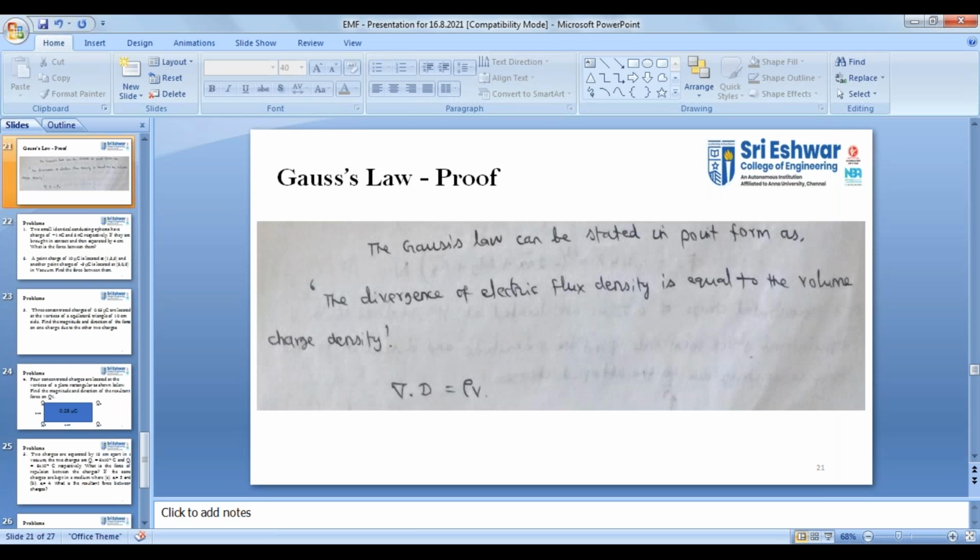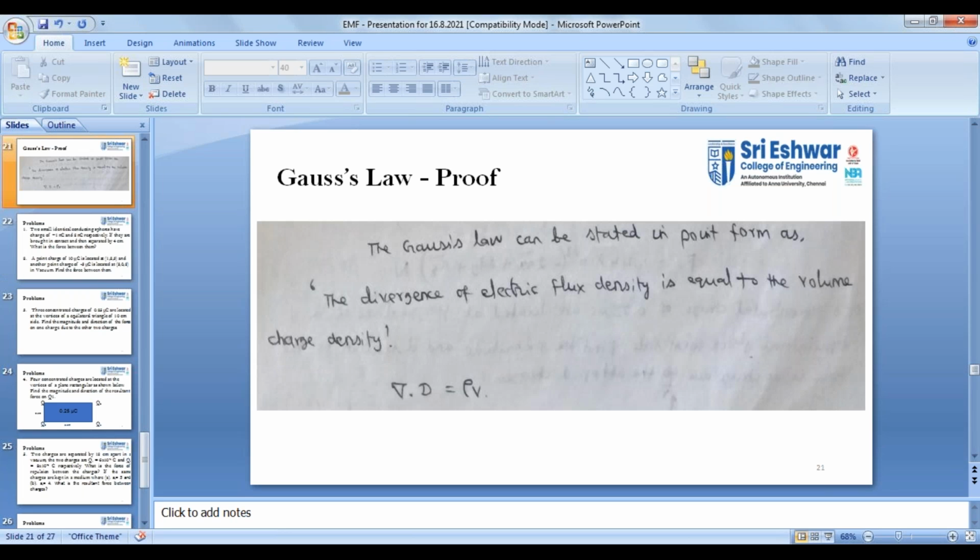And also this particular thing is very important. Gauss law can also be stated in point form; this particular law is important for 2 marks. Gauss law can be stated in point form as del dot D is equal to rho V. Del dot D means what? Divergence of electric flux density. Divergence of electric flux density is equal to rho V. Rho V is nothing but volume charge density. This is the point form of Gauss law.